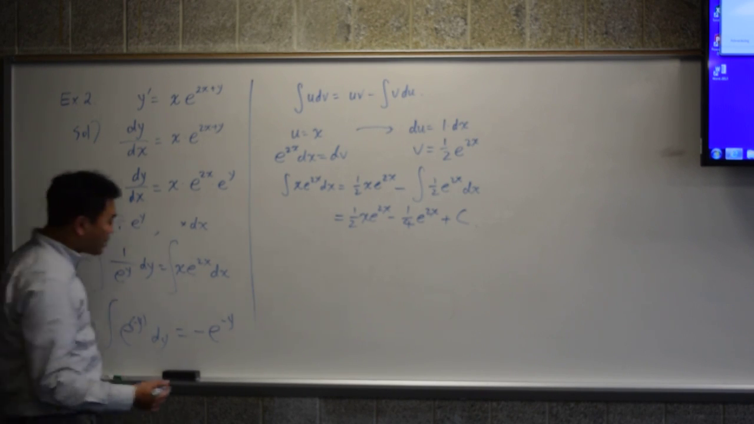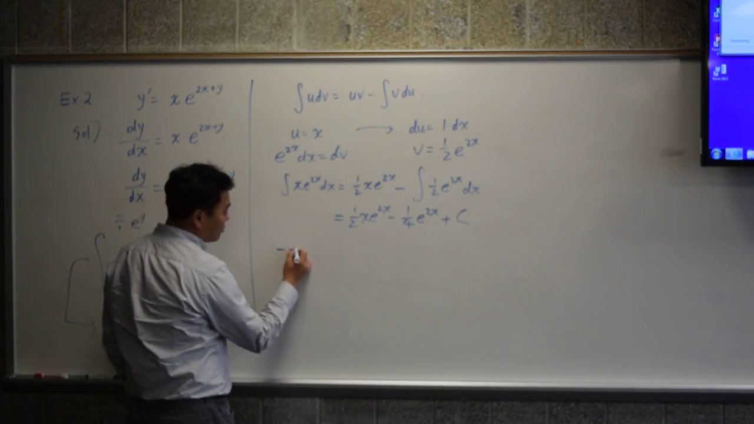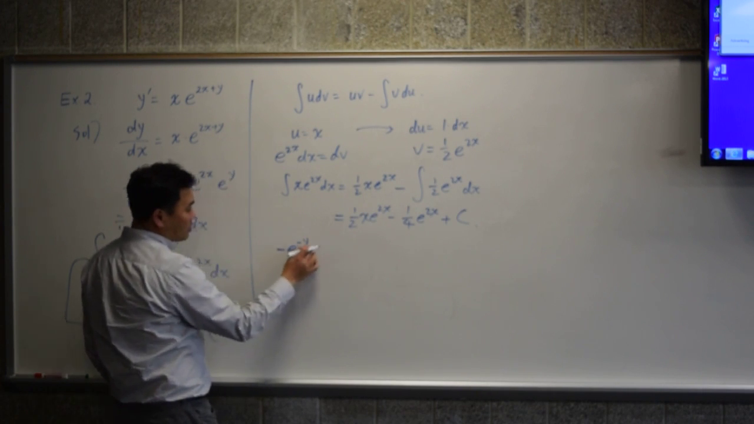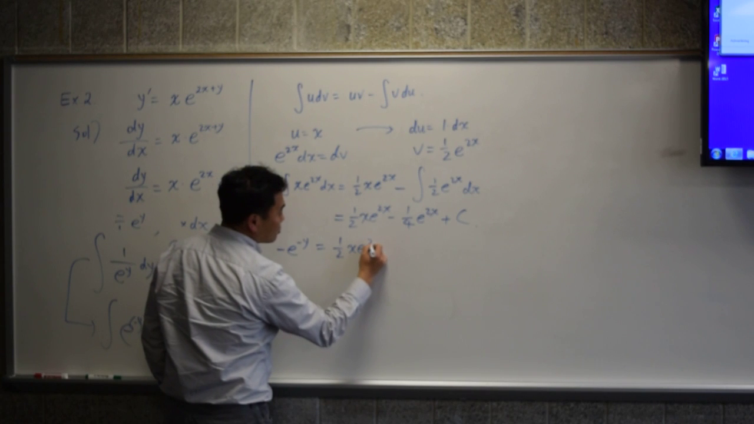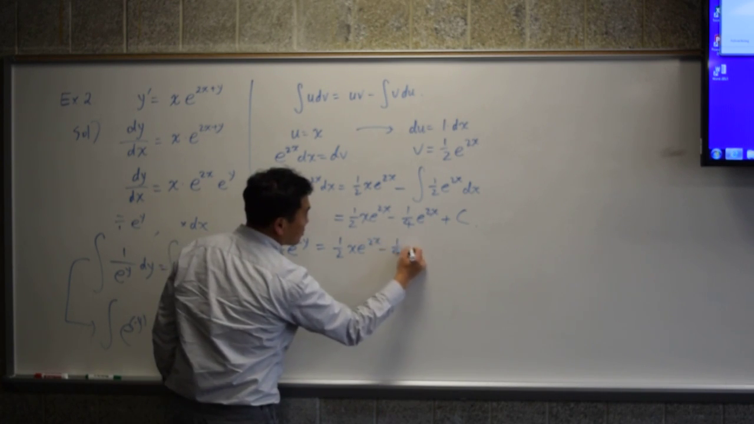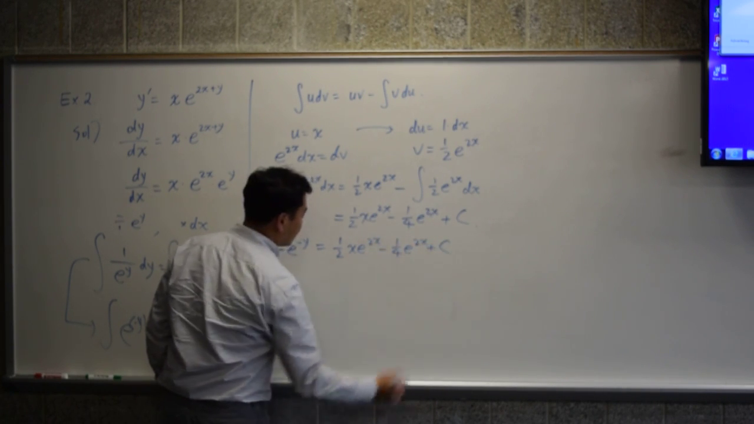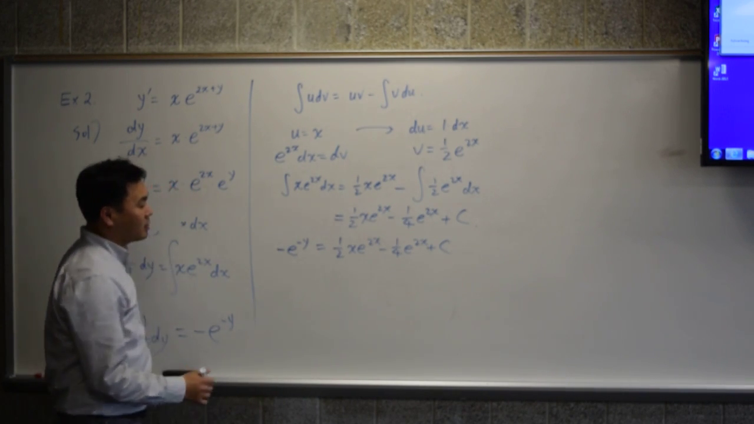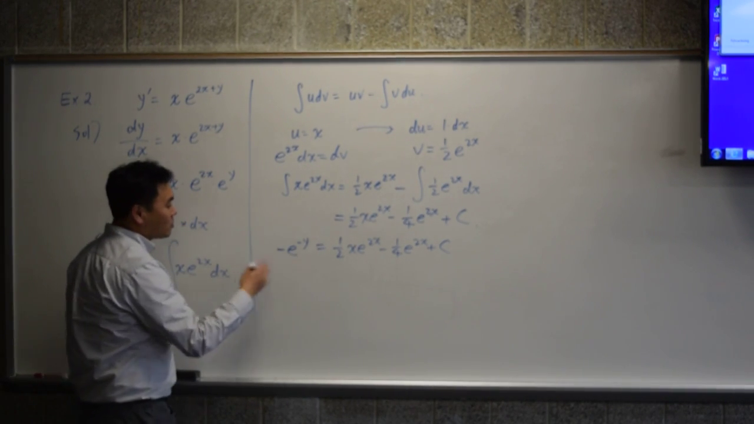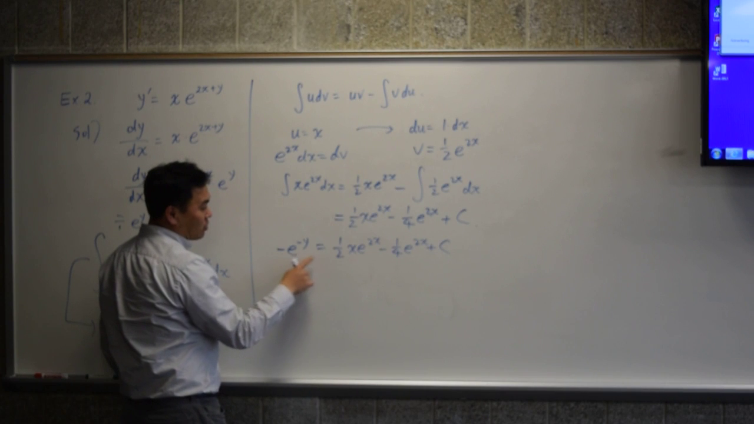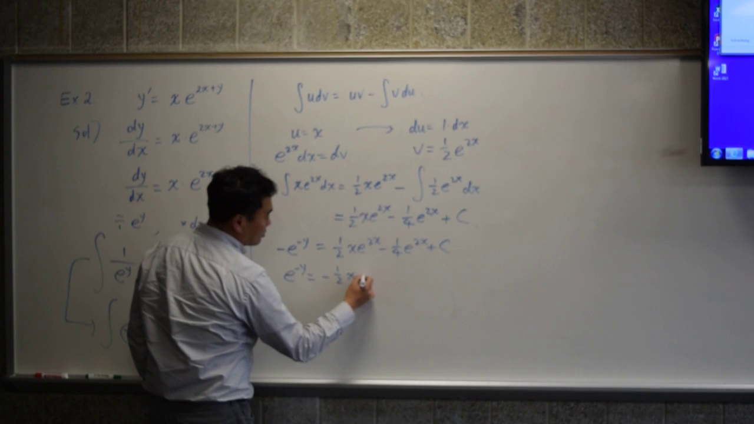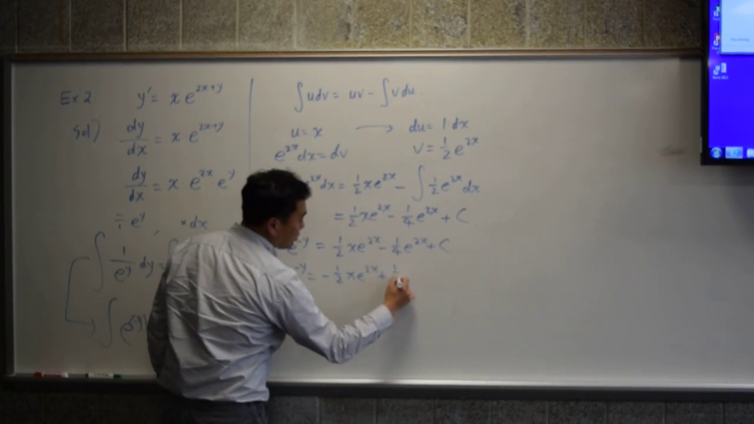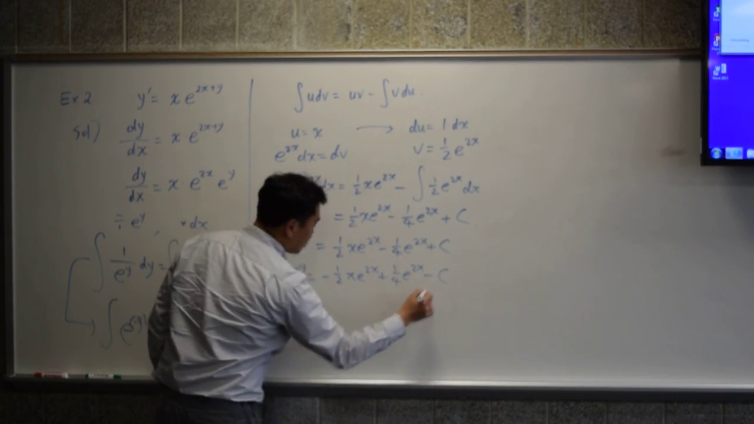And therefore, finally, you have the answer: e to the negative y on the left side, and the right side is 1/2 x e to 2x minus 1/4 e to 2x plus c. And you can still solve this for y. Let's see how we can solve this for y. E to the negative y is negative 1/2 x e to 2x plus 1/4 e to 2x minus c.